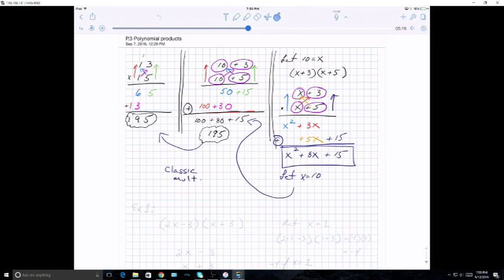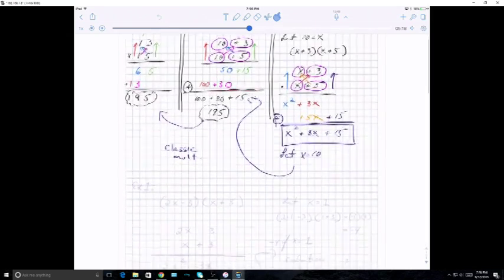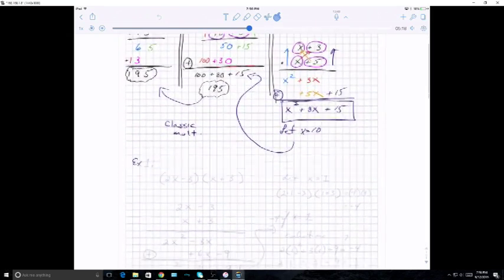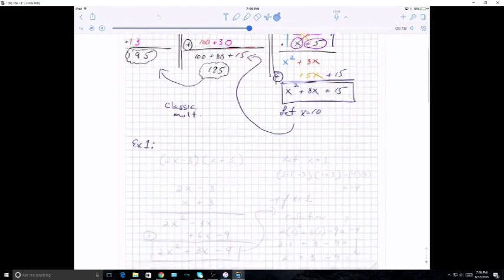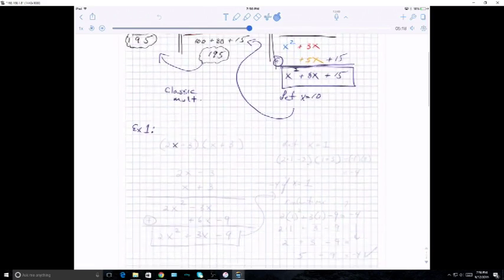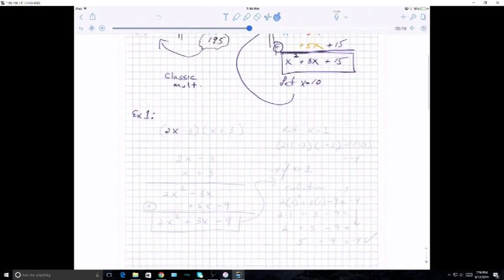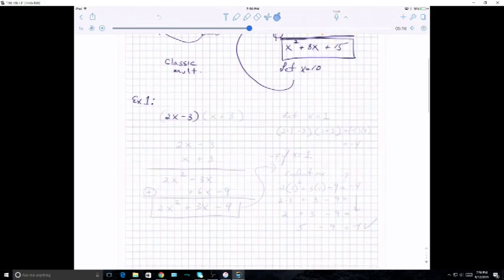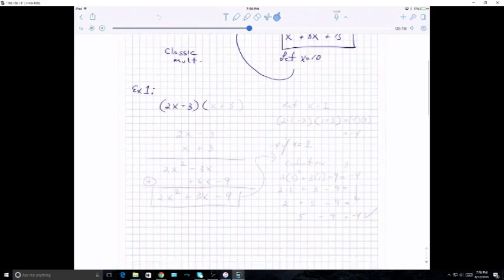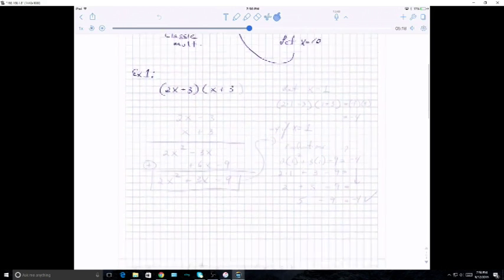So let's just try this out with a little bit larger of a number. Well, no, let's just do a very easy example. So example 1 real quick. Let's just do 2x minus 3 times the quantity, I don't know, x plus 3.